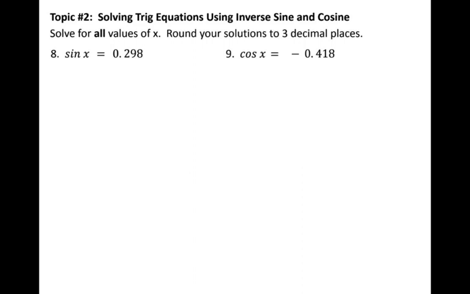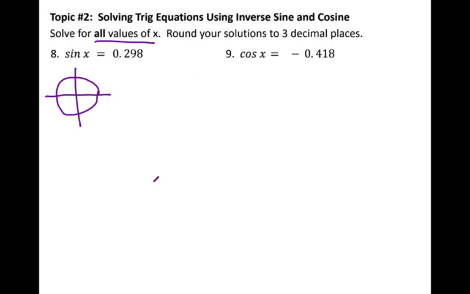So topic 2 is a similar idea. It's just that you are not using exact values from that unit circle. So I want to find all values of x, round our solutions to 3 decimal places. So I want to find all of the angle measurements in which sine of those angles gives me a 0.298. So I'm going to go ahead and start by drawing a picture to help me figure out where these angle measurements are going to be.